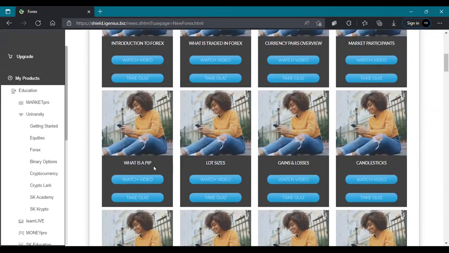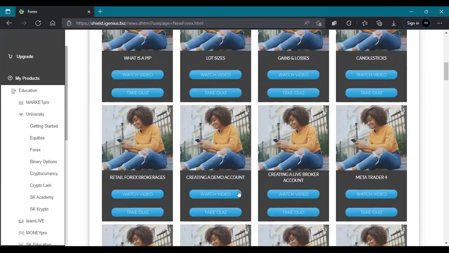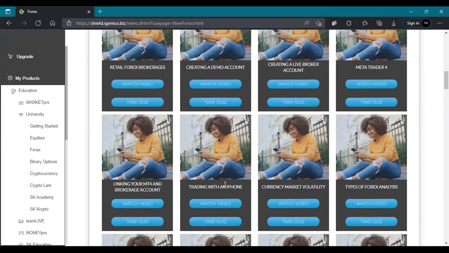What is a PIP? In case you're sent a trade idea where there's no take profit, there's no stop loss, you don't have to stress yourself about, oh, how do I calculate a PIP? All this information is here, right? Lot sizes, candlesticks, what are candlesticks? You have it here. How to create a demo account, it's also here for you. MetaTrader 4, every single thing is here, right? How to link your MT4 with your broker account, everything is here.